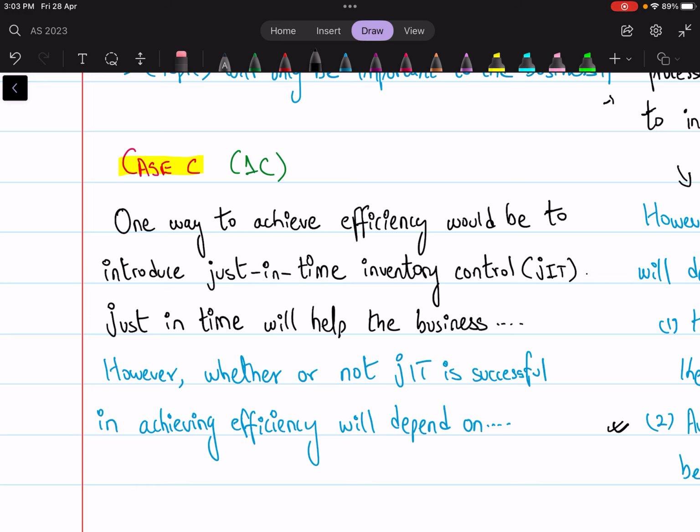So case C, I'll read it out for you. One way to achieve efficiency. Efficiency is minimizing inputs while maximizing outputs, such as labor productivity is a form of efficiency.